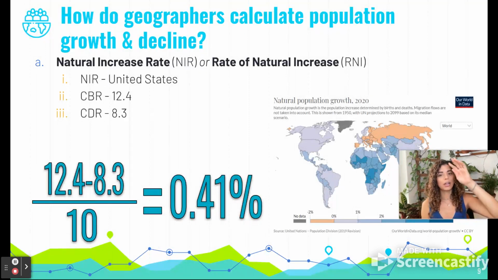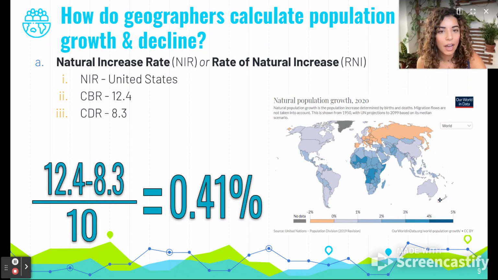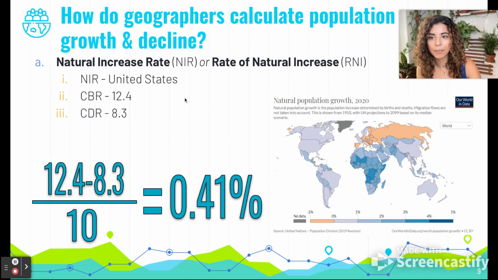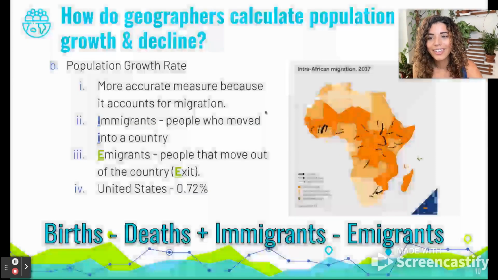For the natural increase rate, we're going to take a look at the US here. This is as of 2020. The crude birth rate is 12.4. The crude death rate is 8.3. So it would be 12.4 minus 8.3, divided by 10 to put it into a percentage. That would mean that the natural increase is 0.41%. So that's how you calculate it. That's about as much math as you'll do here in human geo, and even then, this doesn't really happen very often at all.